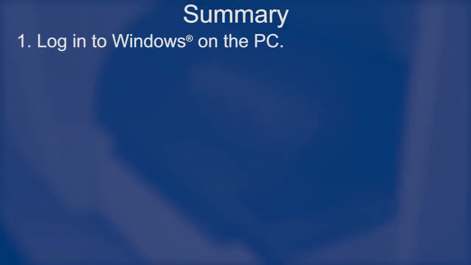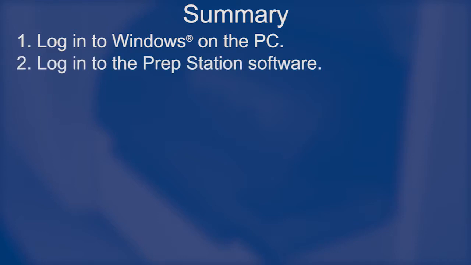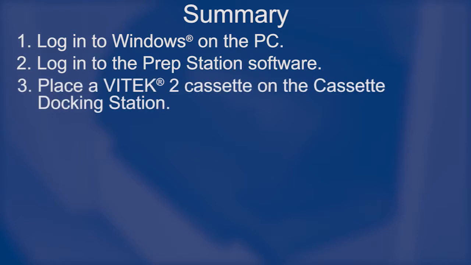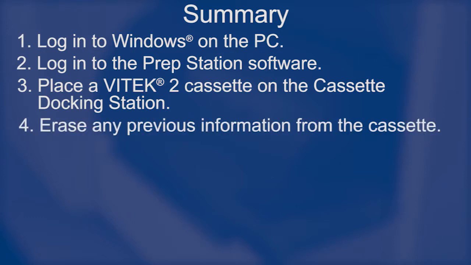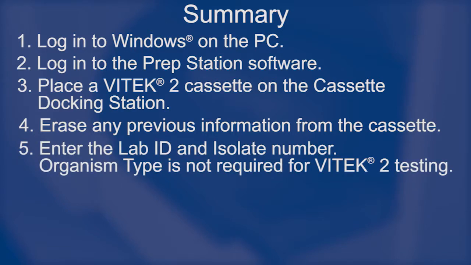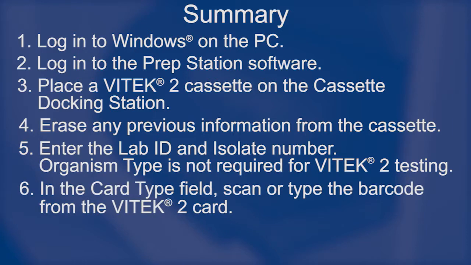Summary: log into Windows on the PC. Log into the PrepStation software. Place a VITEK 2 cassette on the cassette docking station. Erase any previous information from the cassette. Enter the lab ID and isolate number. Organism type is not required for VITEK 2 testing. In the card type field, scan or type the barcode from the VITEK 2 card.